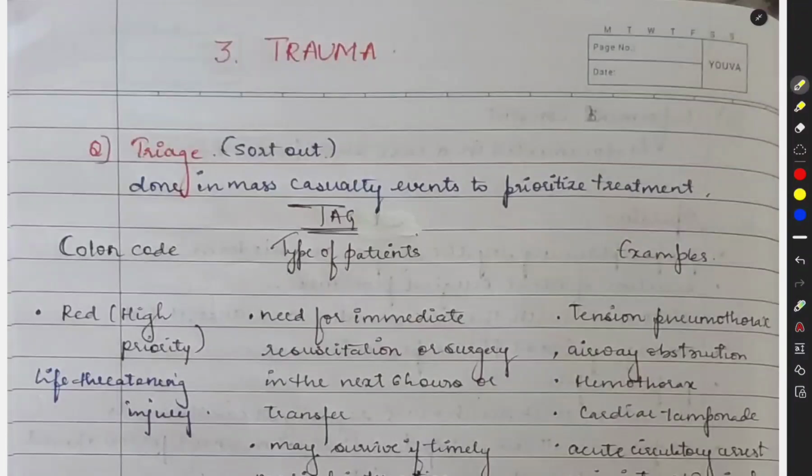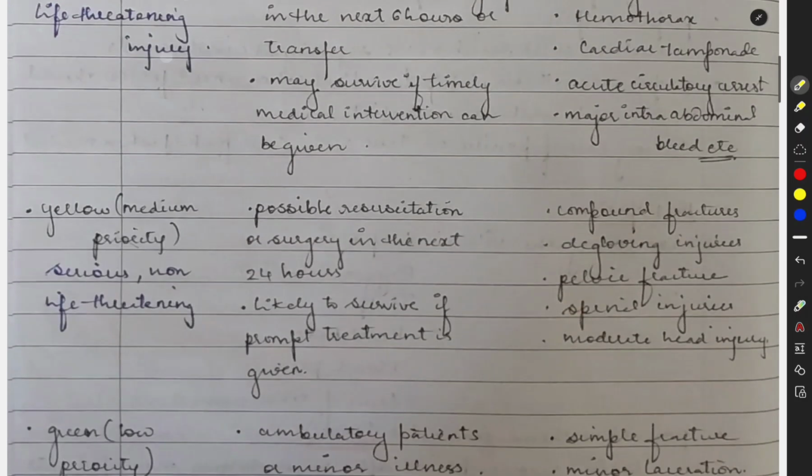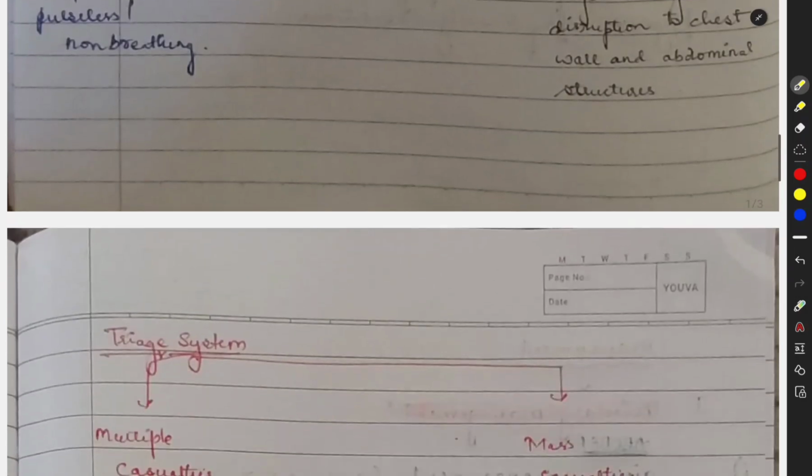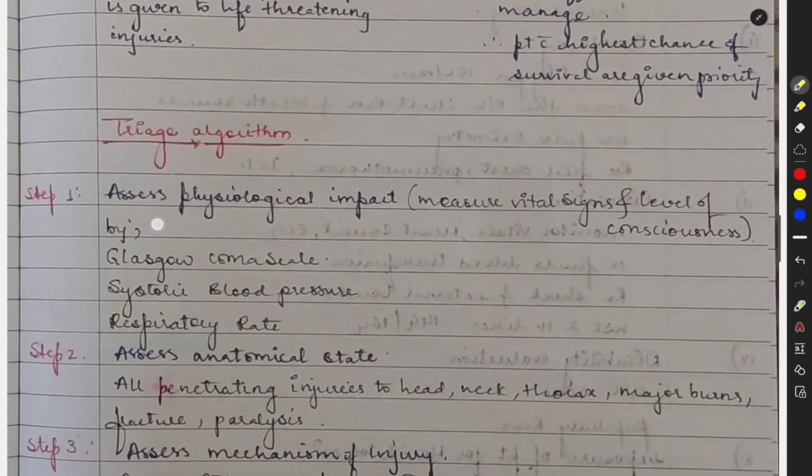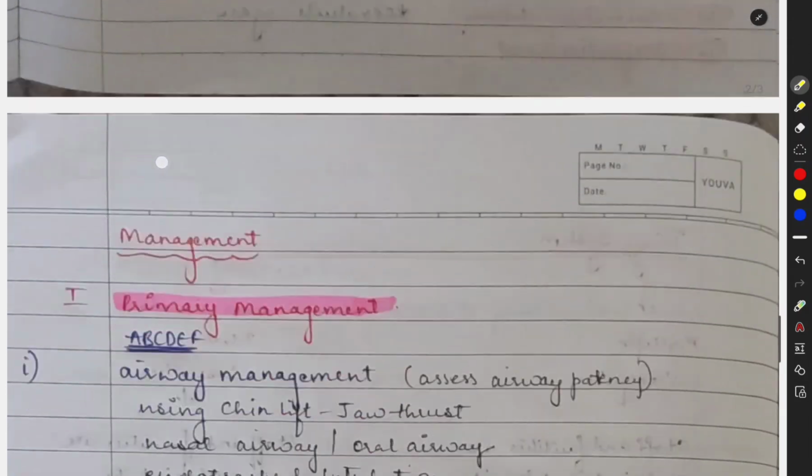In this video, we'll be discussing the third chapter in surgery, which is trauma. In this lesson, the most important question is triage. For triage, we'll be writing answers in such a manner that first comes the tagging of the patient, then what are the two types, that is two systems in triage. Thirdly, we'll be writing about the triage algorithm, and lastly a few points regarding the management.